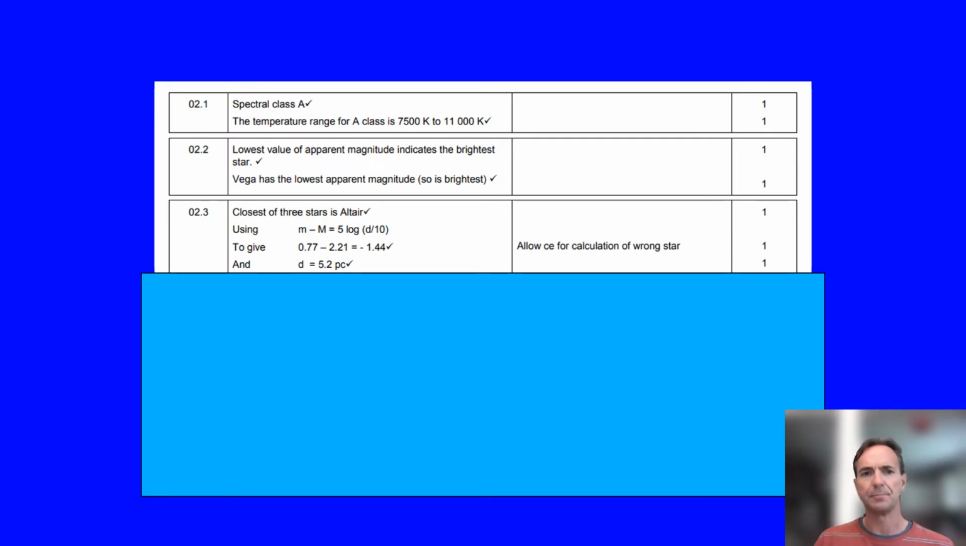And there are the answers. Spectral class A, because it was 7,500 to 11,000. Lowest value is Vega. And then, of course, Altair, because n minus m is the most negative, which was minus 1.44. And then, of course, you put the numbers in, and then you get 5.2 parsecs, which is pretty close, really close for a star.